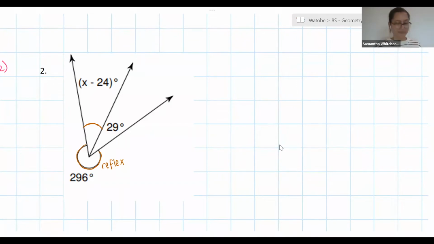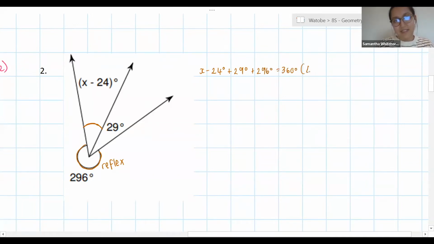I'm ready. So my equation is x minus 24 plus 29 plus 296 equals 360 degrees. And my reason is angles around a point. Excellent. Okay, then, you can keep going.